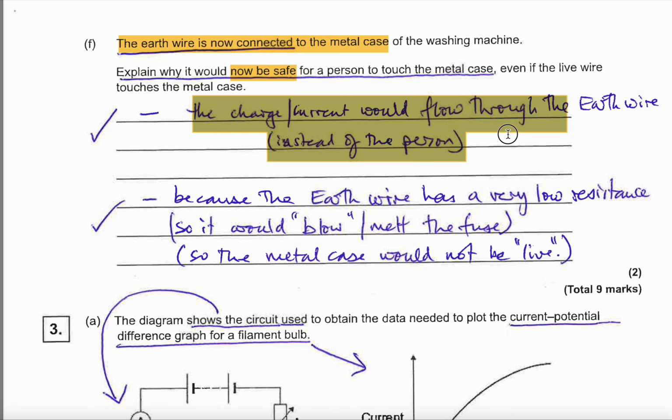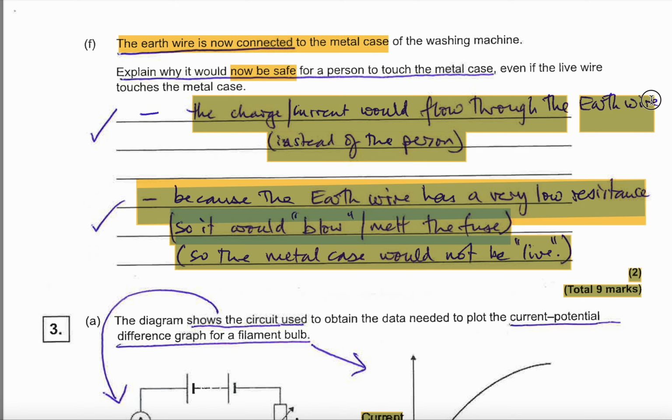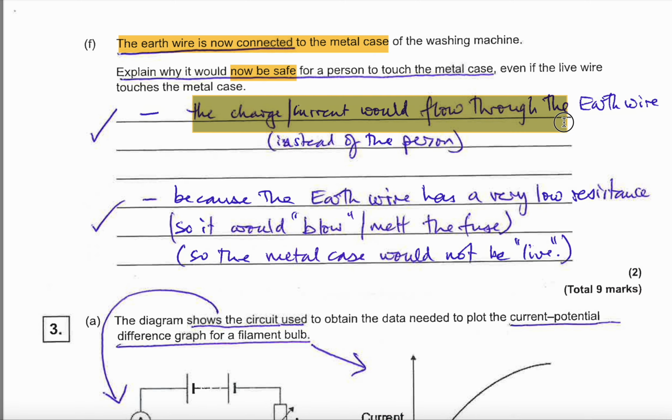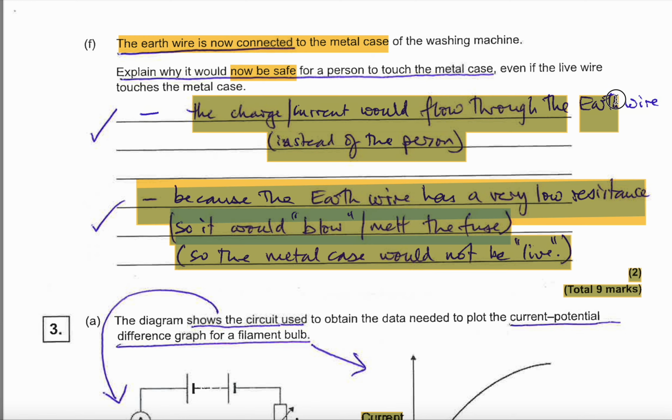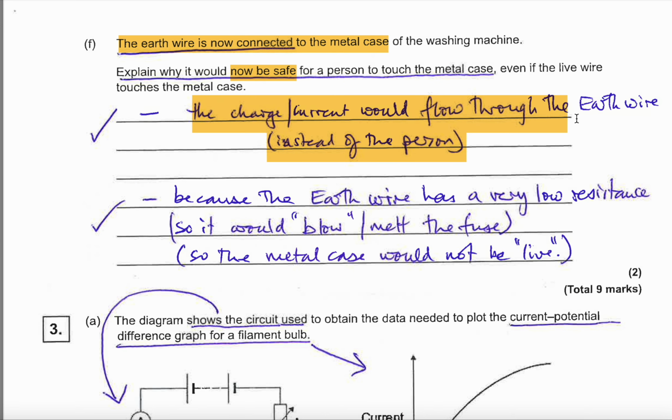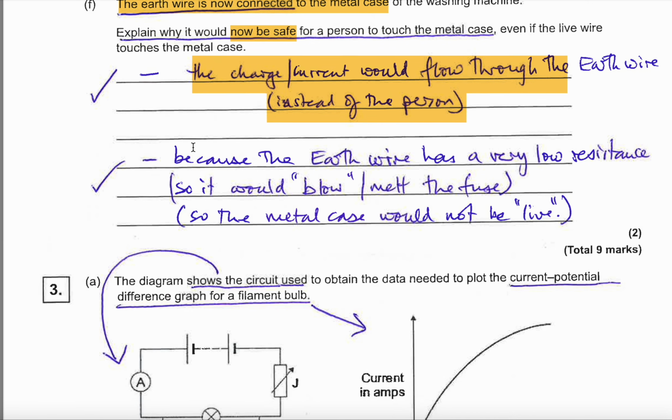the charge or current would flow through the earth wire, yeah? And you could say instead of the person, yeah? So it would go through the earth wire. I'm going to just partially highlight it so it doesn't highlight the next bit. So what? If it goes through the earth wire, it won't go through the person, it will do something else.